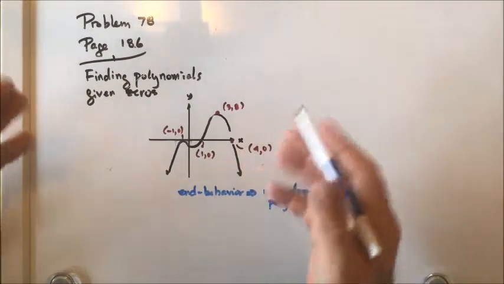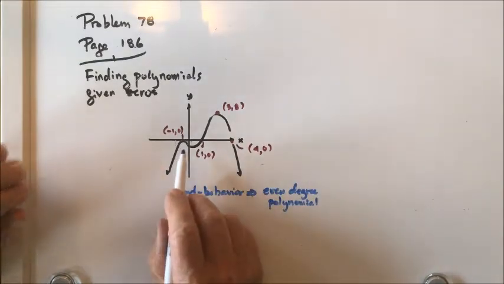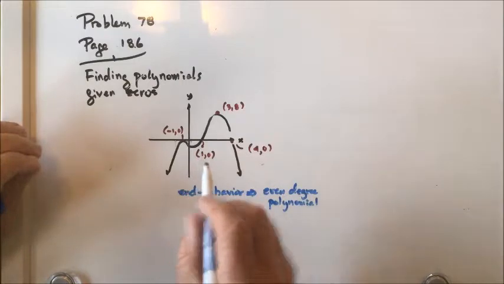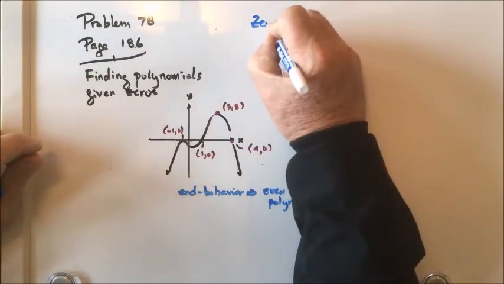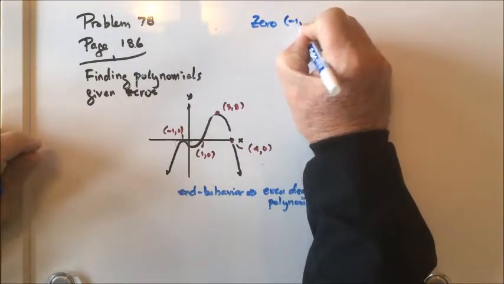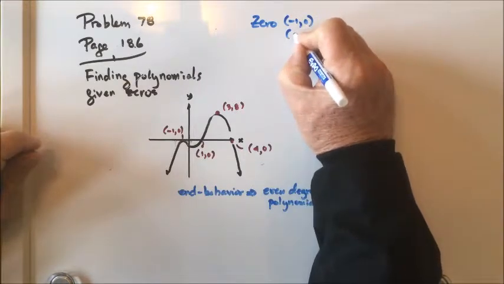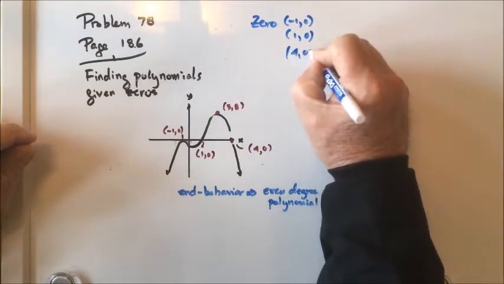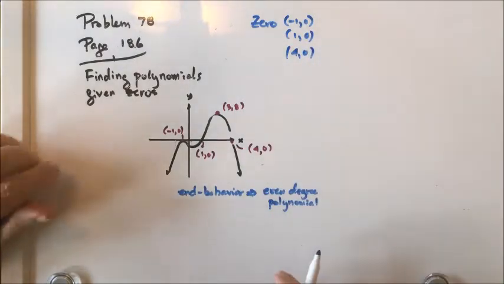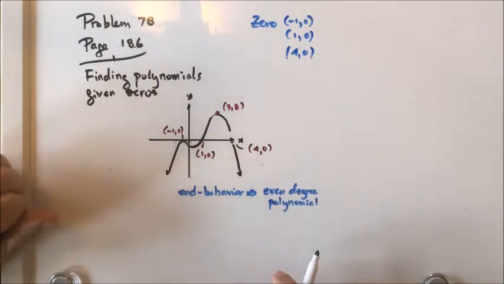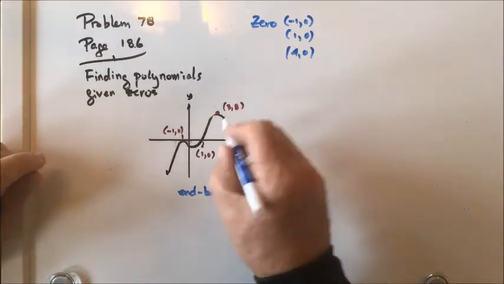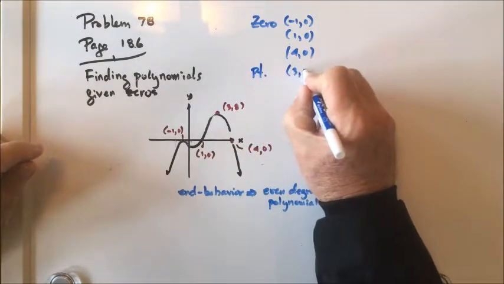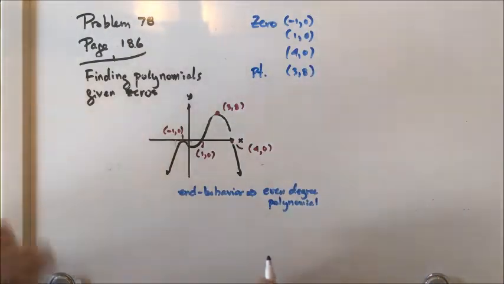So what else can I pull off this graph? If you look closely, I believe that the points they're indicating as zeros are the points (-1, 0), (1, 0), and (4, 0). You'll just have to look at the text and read the graph yourself in order to verify that. And then they've given you a point, (3, 8), that this polynomial has to go through.